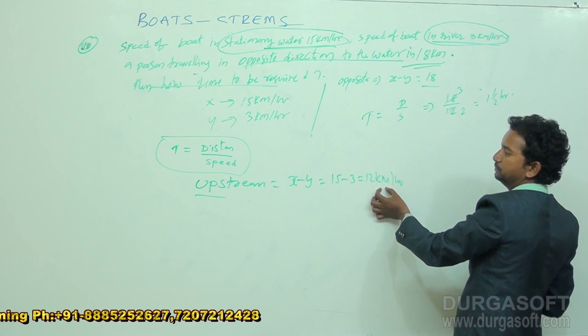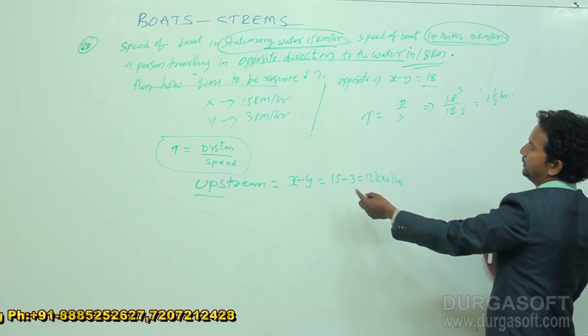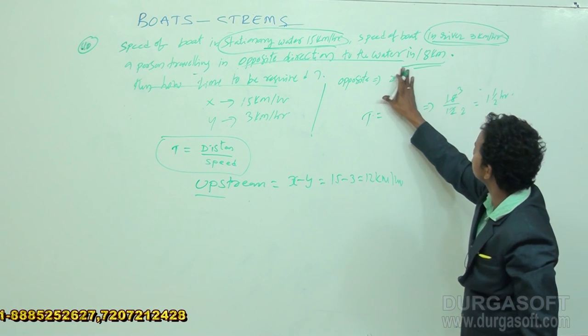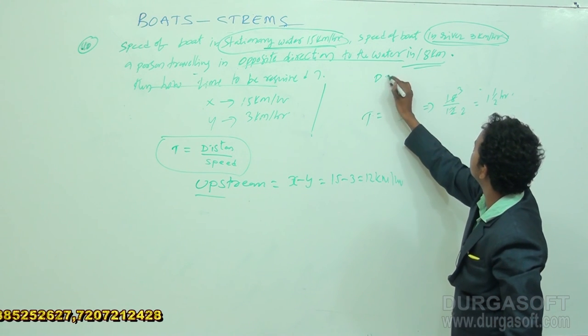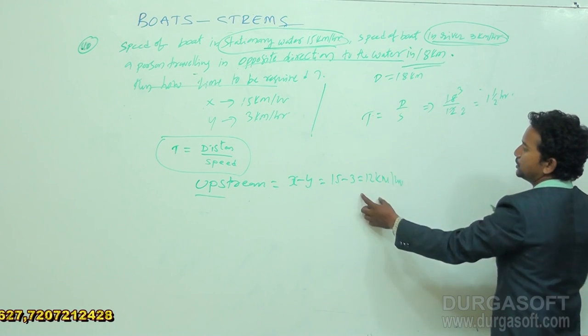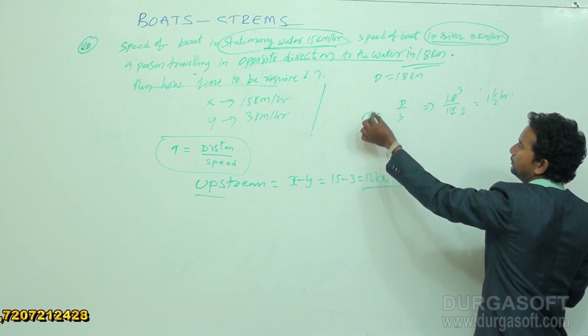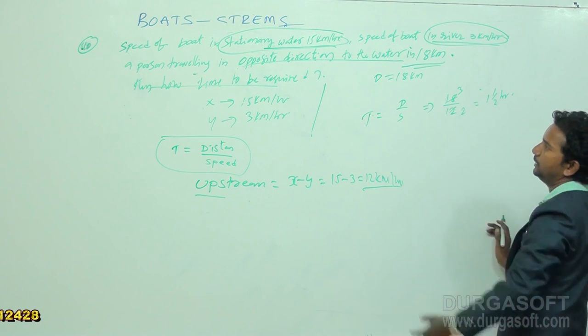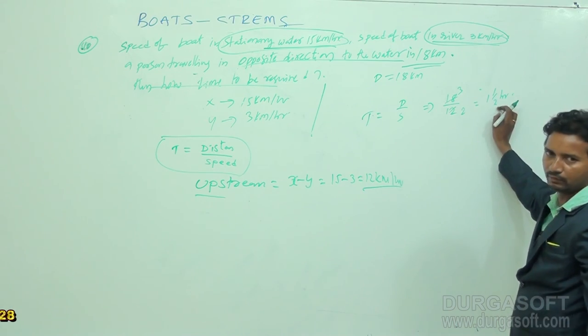This is the speed. The upstream speed is given for the opposite direction, and now your distance is given. Distance is equal to 18 kilometer. You know the distance, you know the speed. Now time is equal to distance by speed, which is 18 by 12, equal to 1.5 hour required. Time required is 1.5 hour.